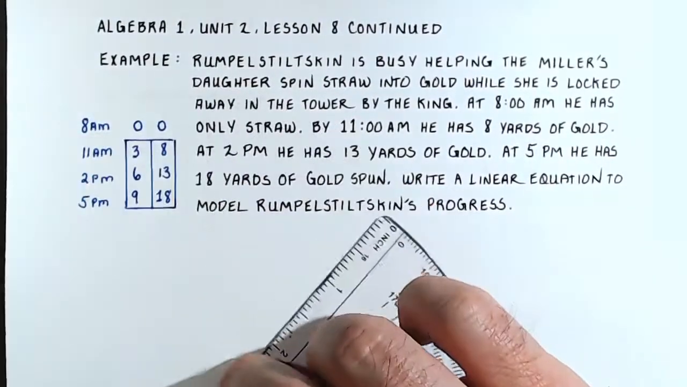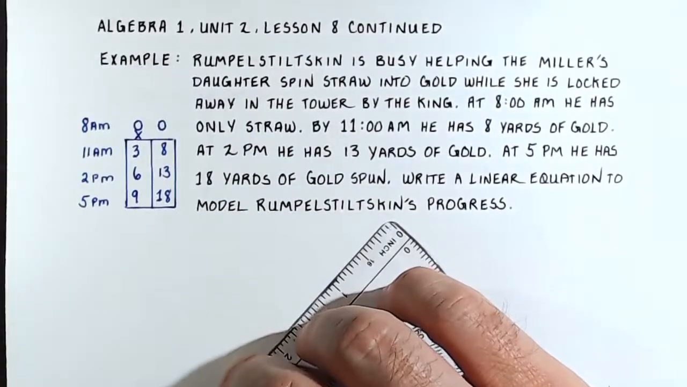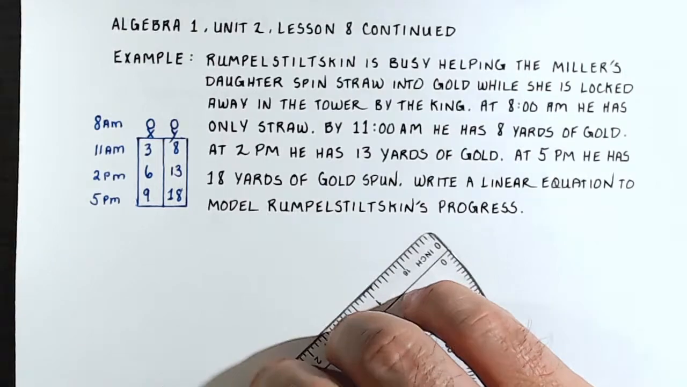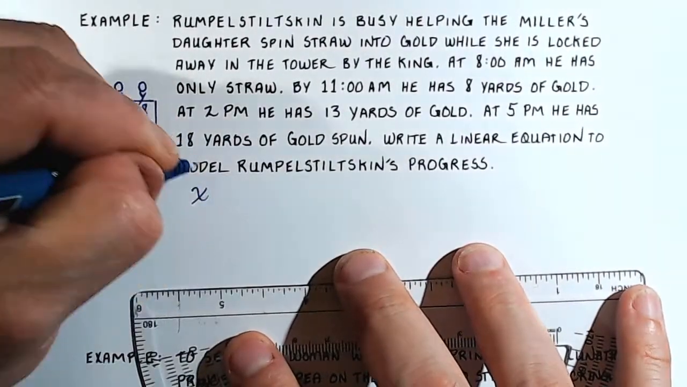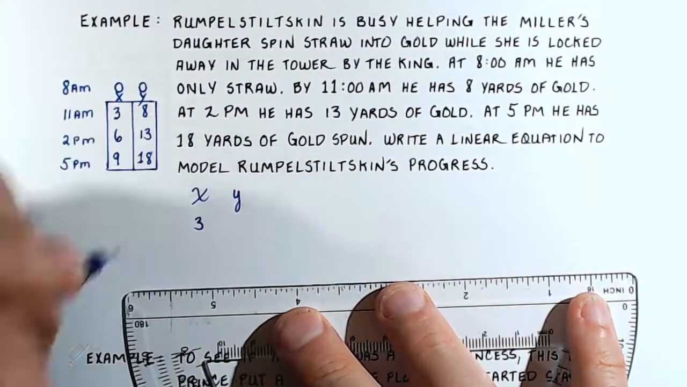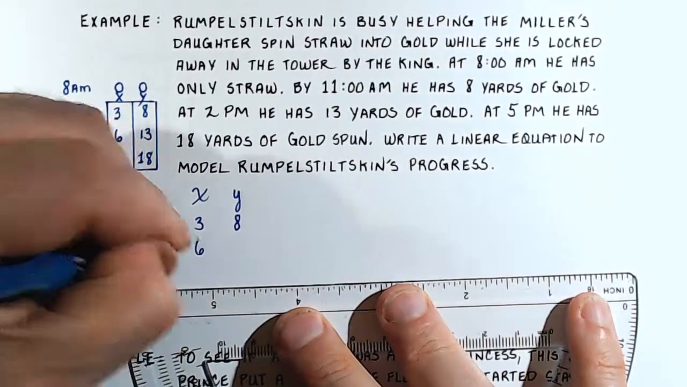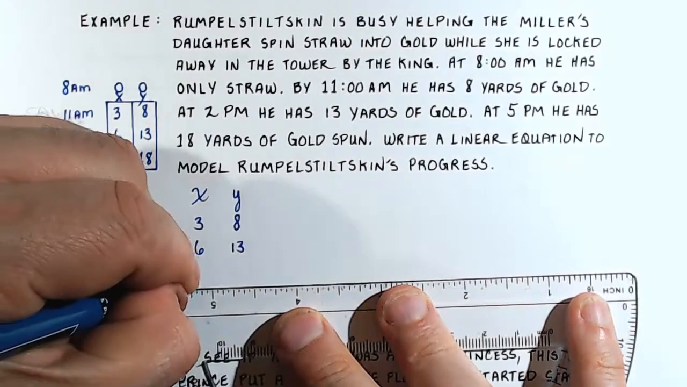Right here. All right, so this is time. So this is going to be X, and this is the amount of gold, and that's going to be Y. So we'll go down here, we'll write our table out in a way that we can work with it. So now we have X and Y, 3, 8, 6, 13, 9, 18.